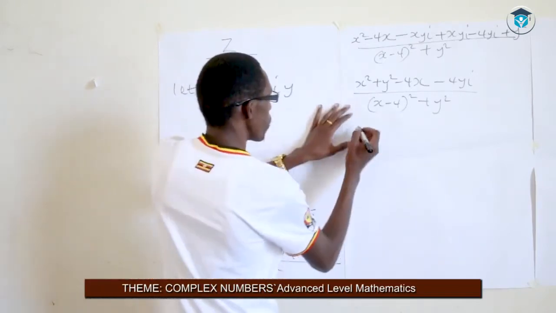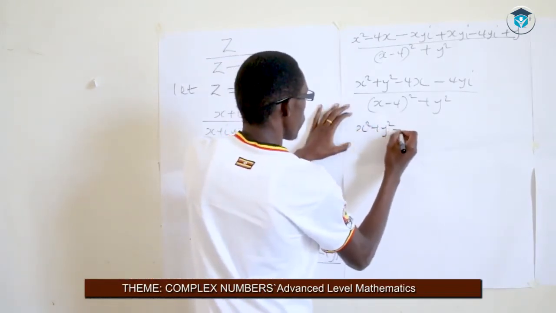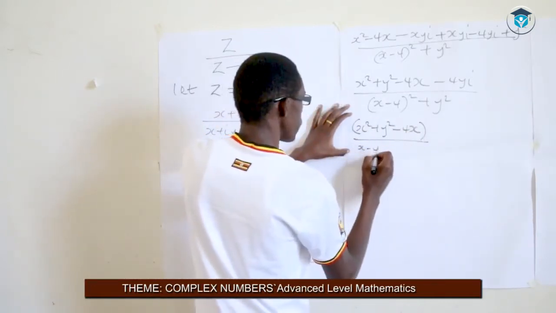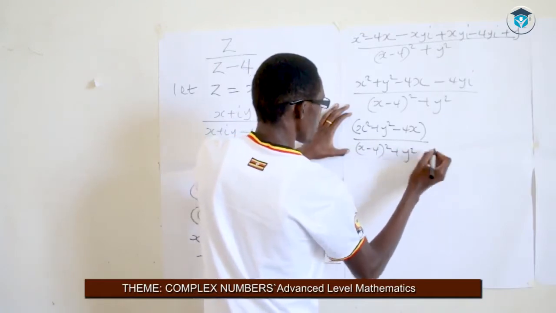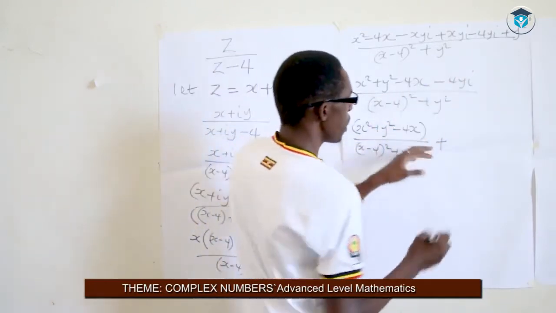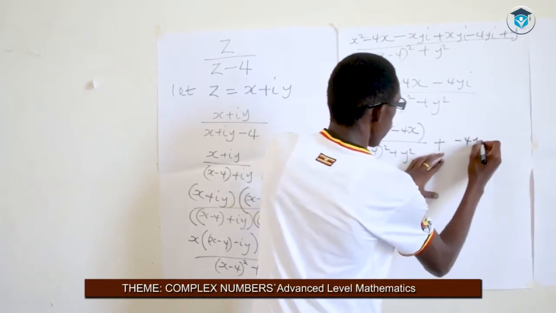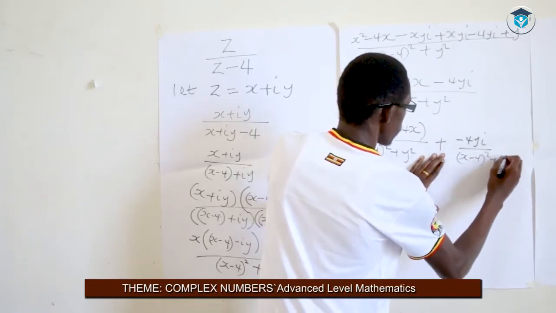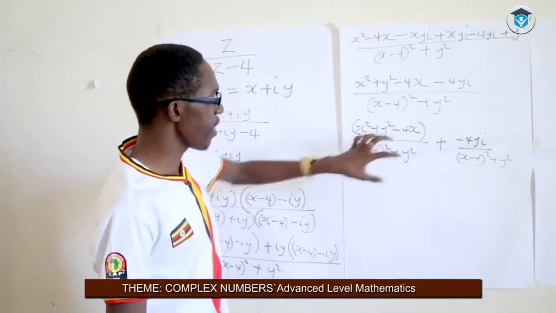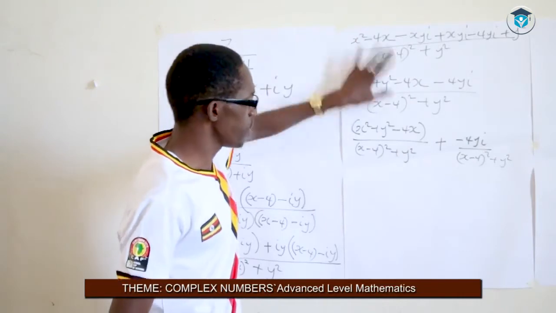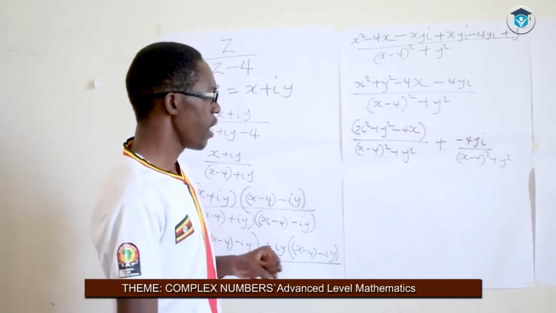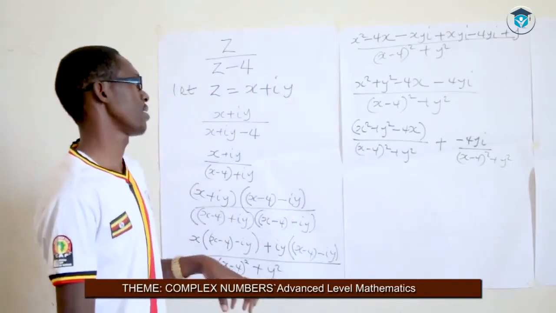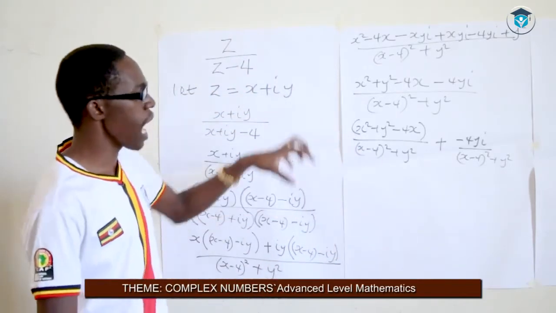So here we shall say it is (x² + y² − 4x) over ((x − 4)² + y²), then plus, now the imaginary part, which is −4y i over ((x − 4)² + y²). So we can clearly see that this is the real part, and this is the imaginary part. But remember, the question is saying, if this is purely imaginary, what would be our locus?